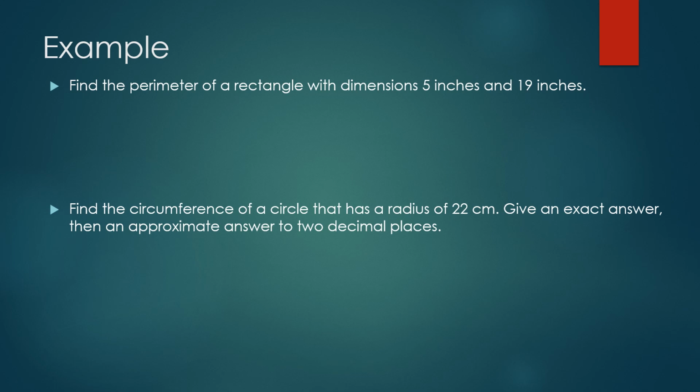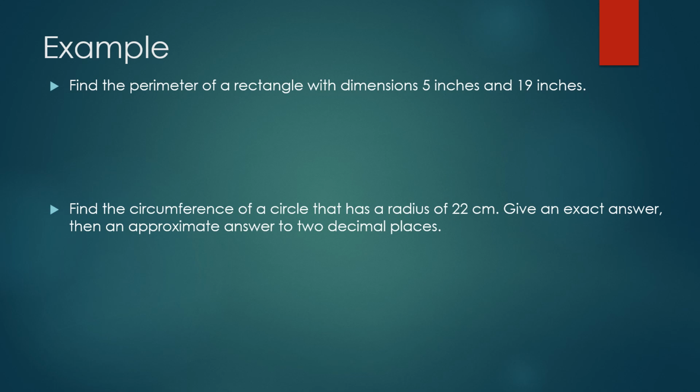So let's go ahead and practice some examples here. Here we're going to be given descriptions of the shapes. In the next slide, we're going to look at actual figures. So let's find the perimeter of a rectangle with dimensions 5 inches and 19 inches.